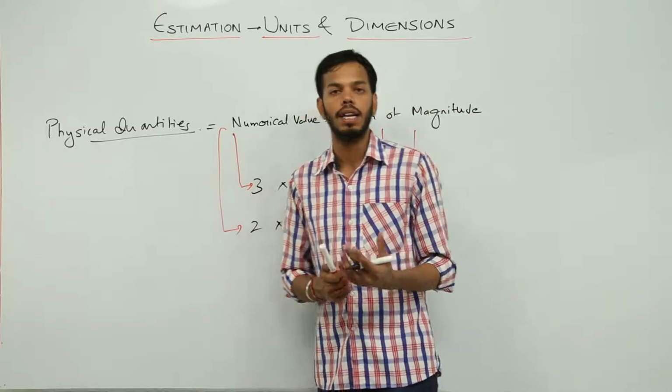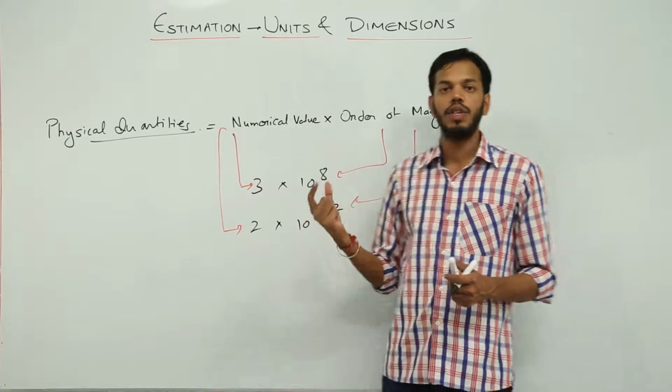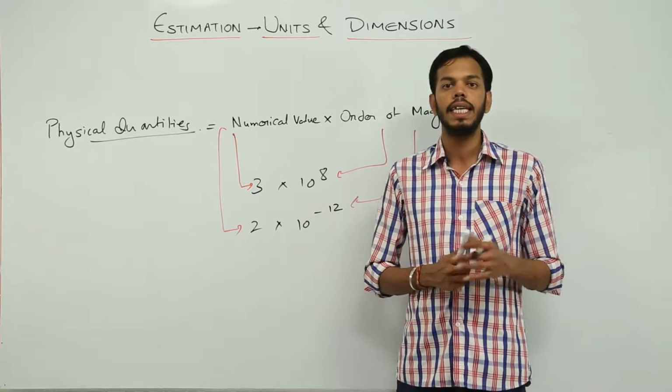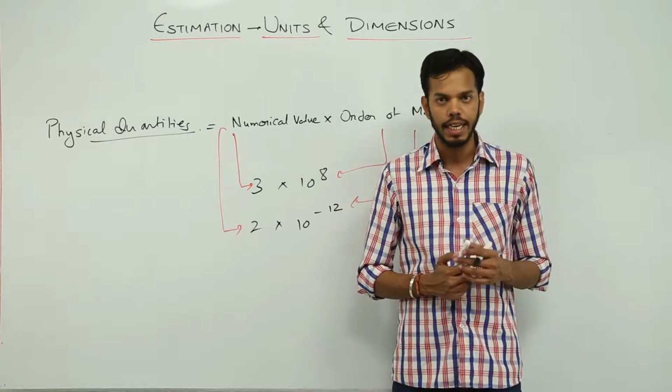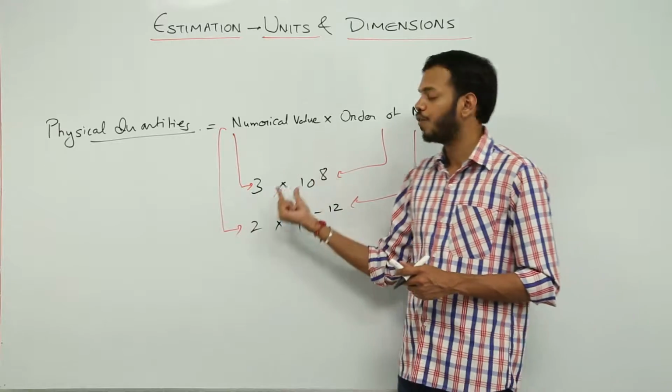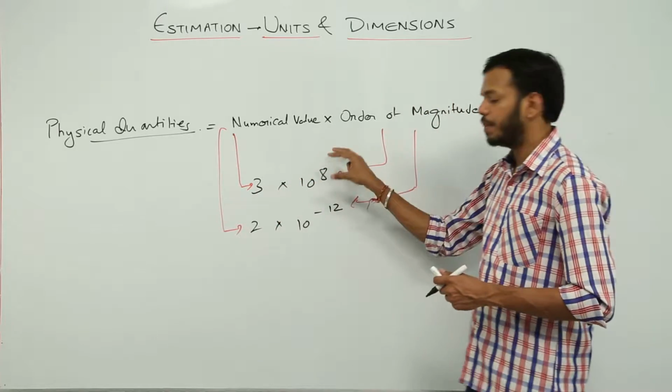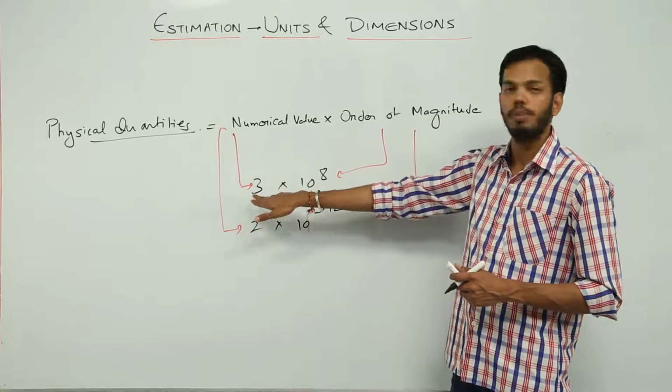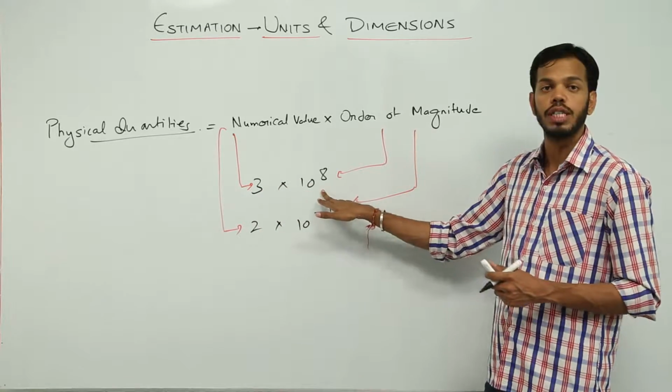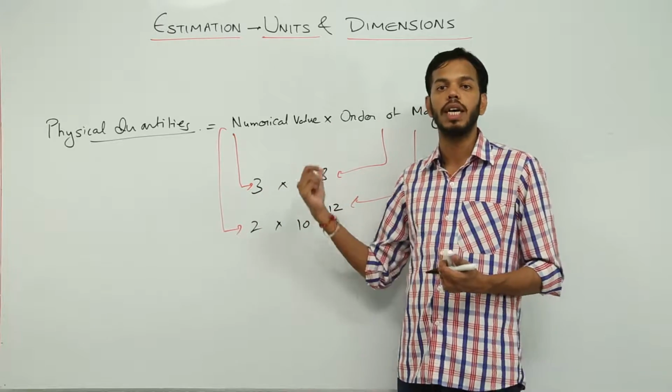So what is the numerical value? Numerical value is that one number, basically greater than 0 and less than 10, which will be placed before 10 raised to power something. Okay, so that gives the numerical value, whereas order of magnitude is everything raised to power 10.